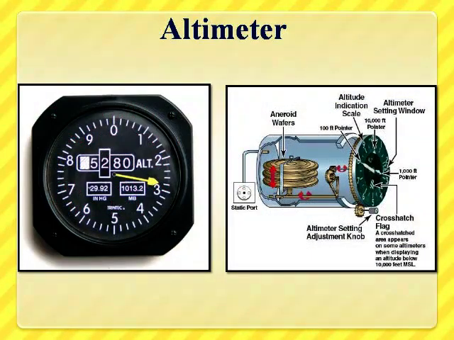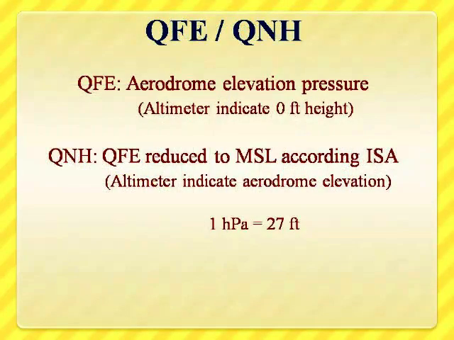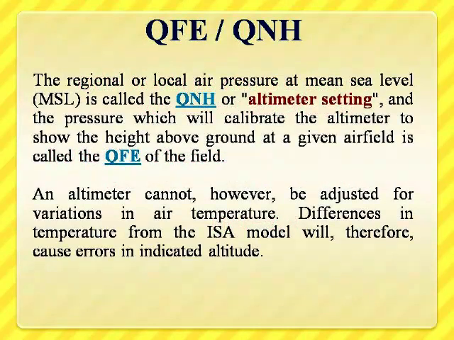An altimeter is shown in this diagram with its cross section, and this altimeter is used to indicate the altitude or the height above the ground. And this height above the ground has again certain terminology. There is QFE and QNH. The regional or local air pressure at mean sea level is called QNH or altimeter setting, and the pressure which will calibrate the altimeter to show the height above the ground at a given airfield is called QFE of the field.